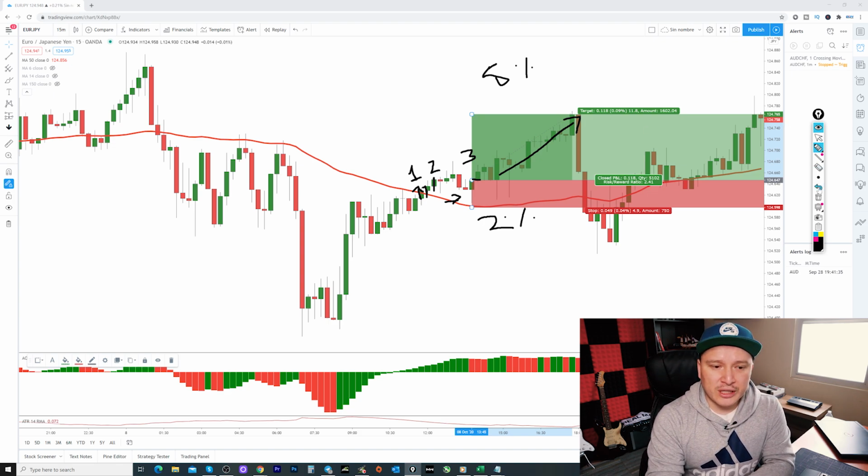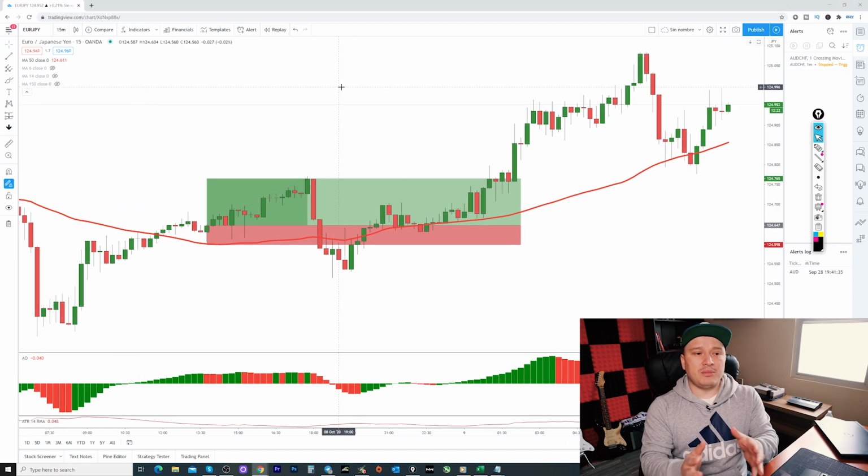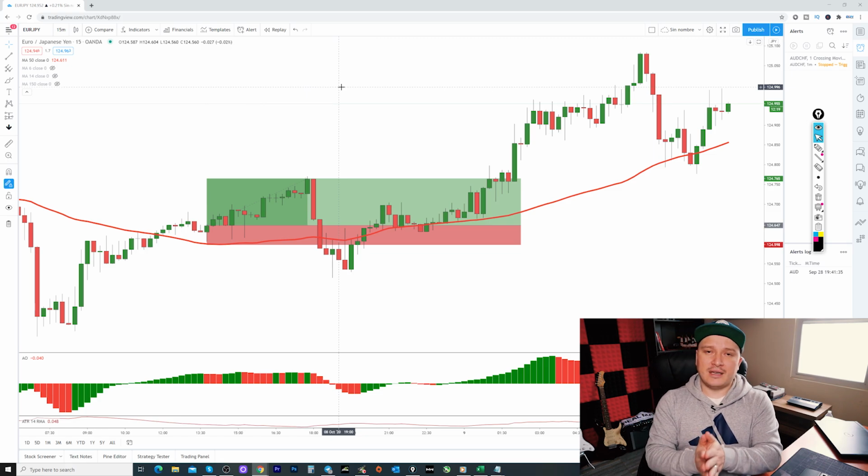So yeah, it does work in 15 minutes as well, as long as you check and make sure that you meet the criteria of the candlesticks.